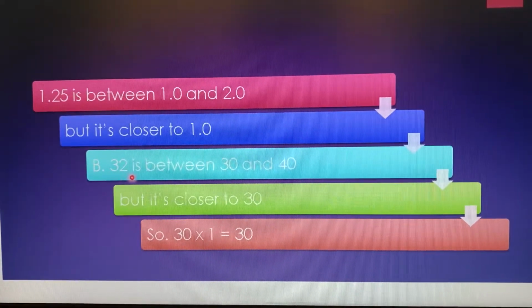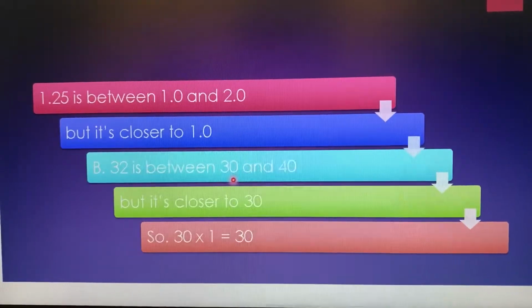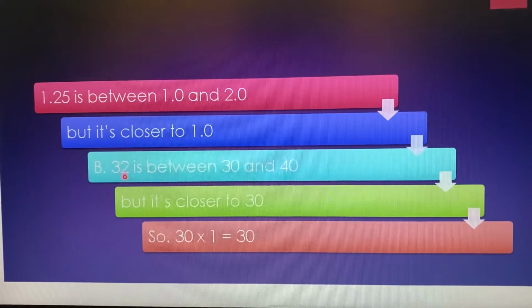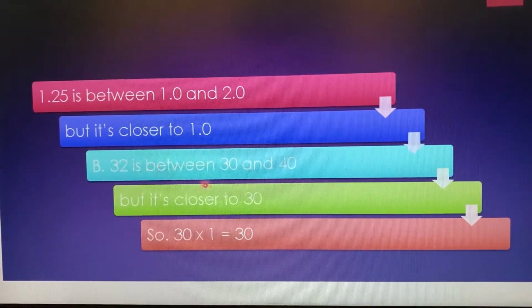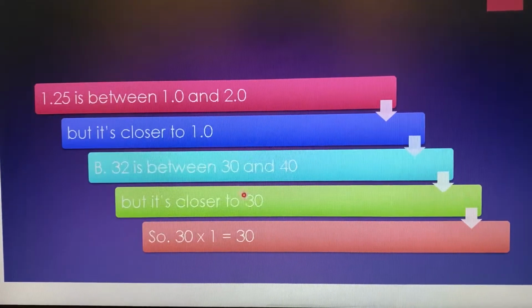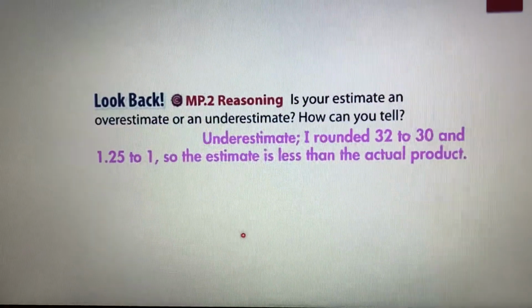And 32, as we all know, is between 30 and 40. But since we have here 2, it's closer to 30. So now I will take the numbers that I rounded, 1 and 30. So 30 times 1 equals 30.